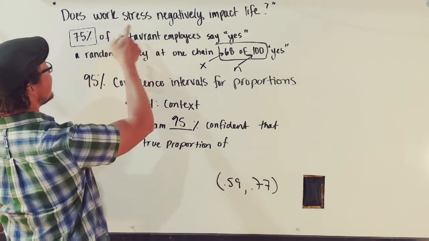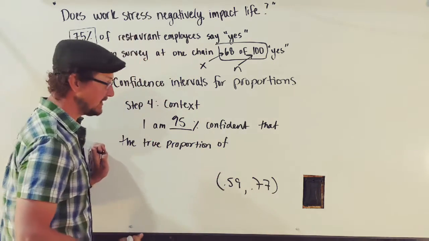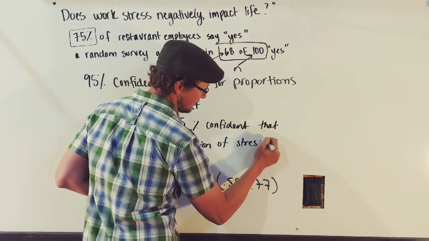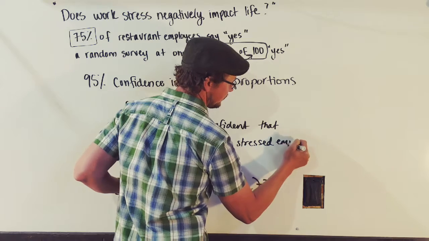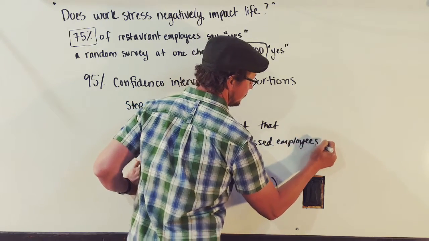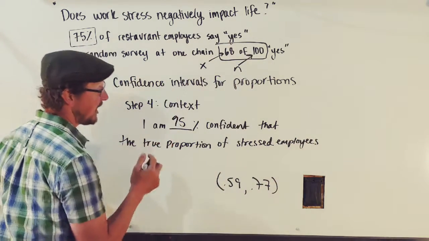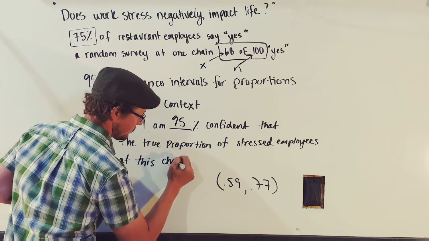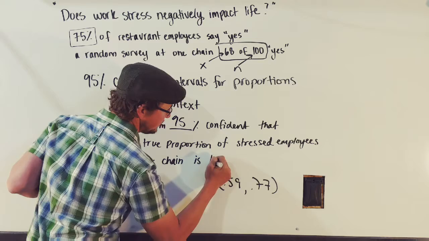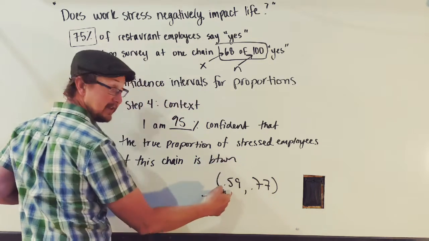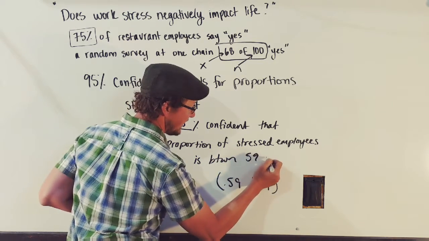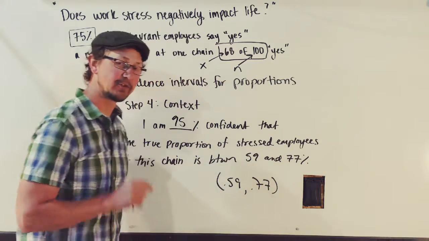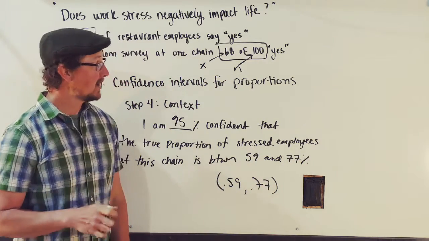of, what are we talking about? We're talking about stressed employees at this particular chain is between, here it is, 59 and 77%. I'd like to talk about this for just a second before ending the video.